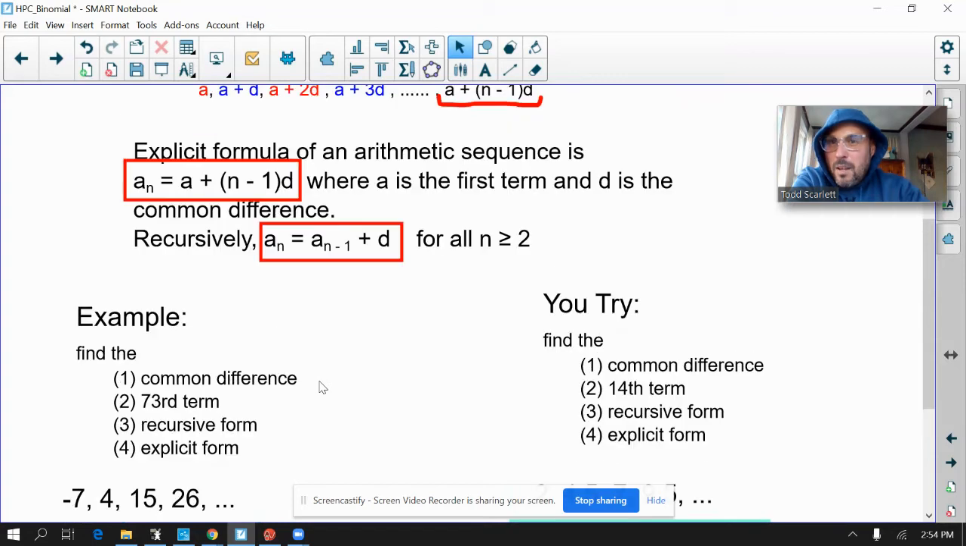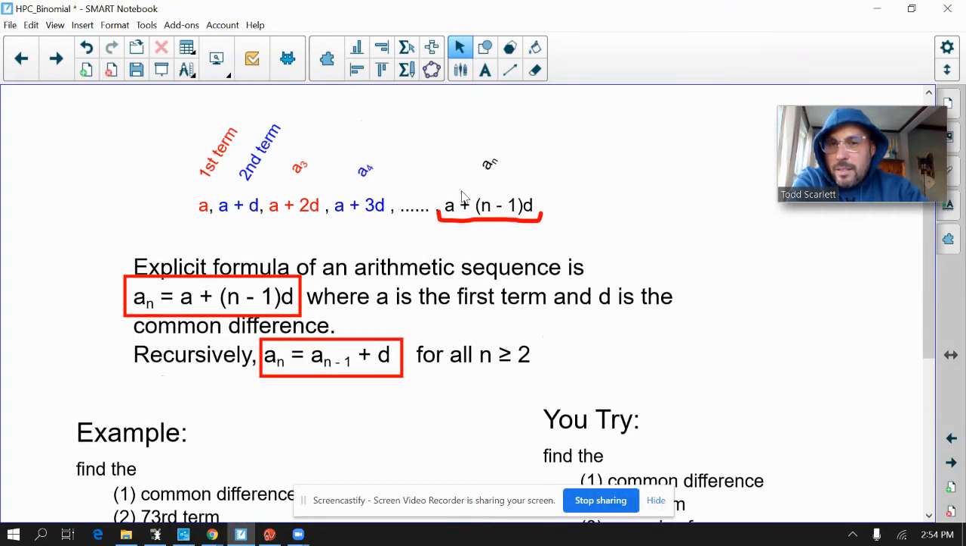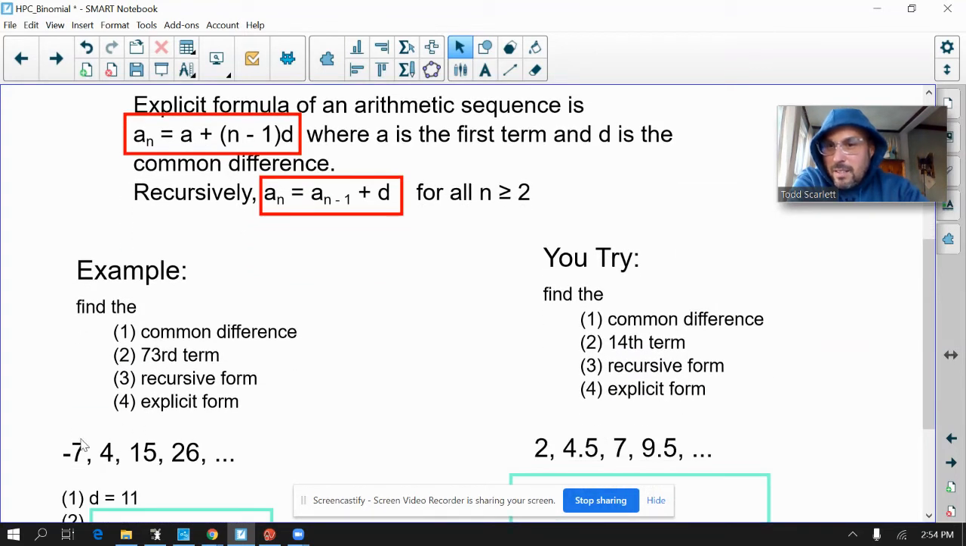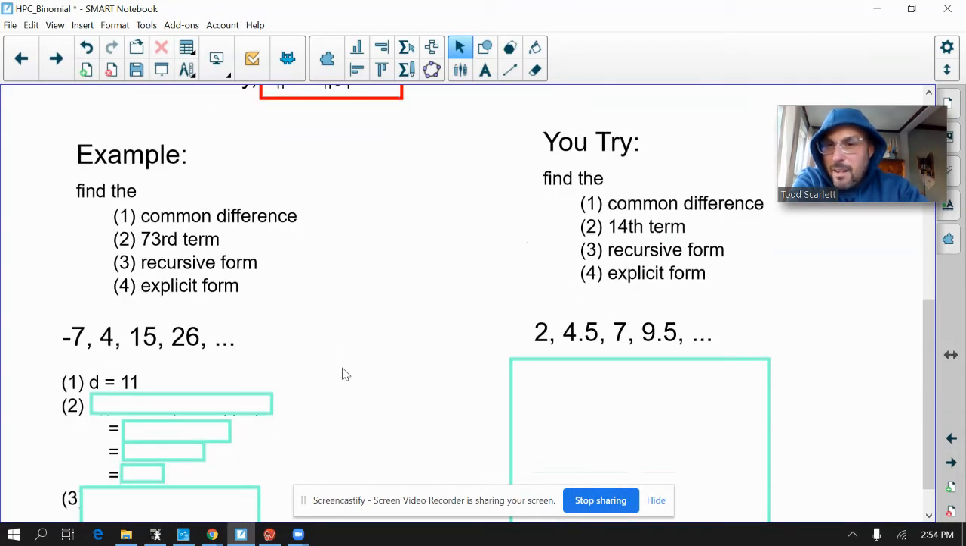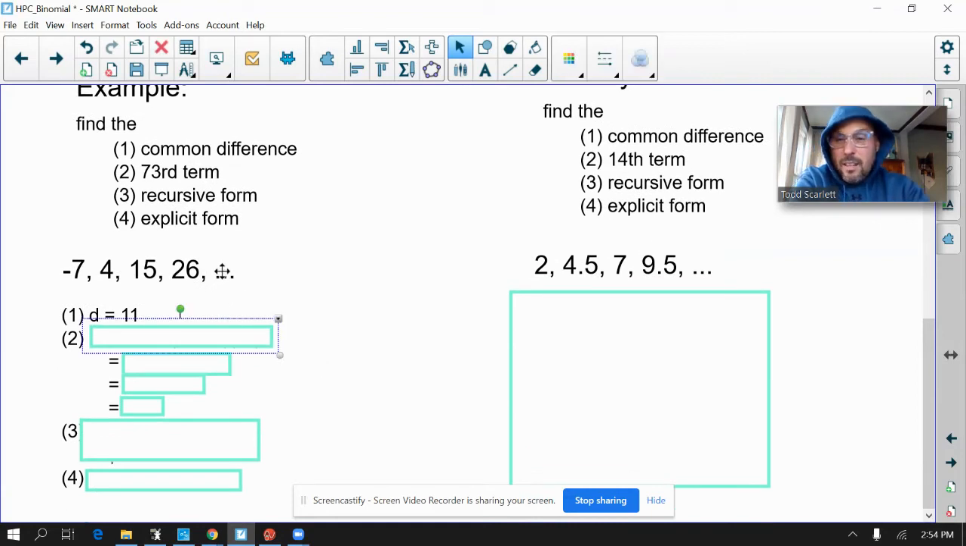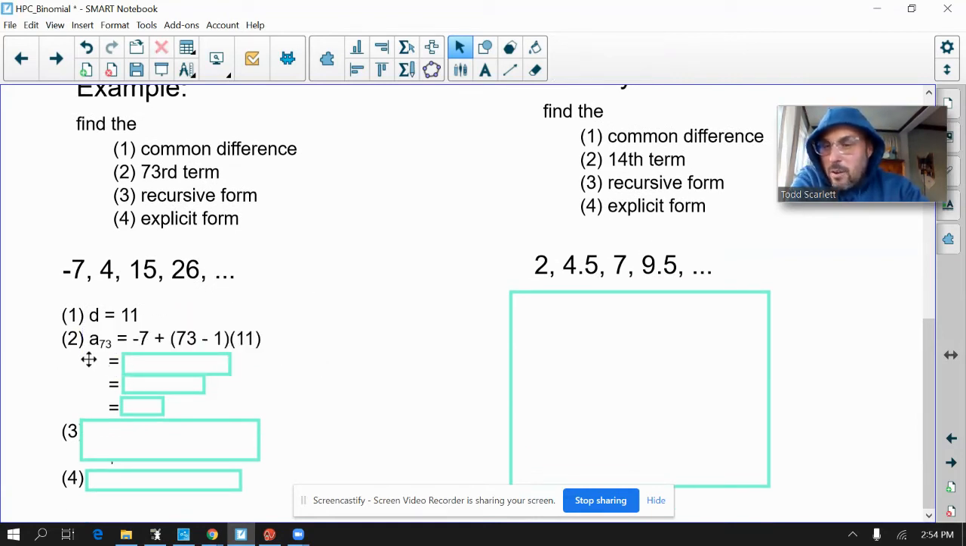Let's use what we know. We know that on all arithmetic sequences, the nth term, any old general term, is always the first term plus n minus 1 times d. Well, I know the first term. In this case, it's -7. And I know D is the common difference, which is 11. So I think I should have enough to find the 73rd term. So here, the 73rd term. So instead of n, I write 73 equals the first term plus n minus 1. So instead of n, 73 times the common difference.